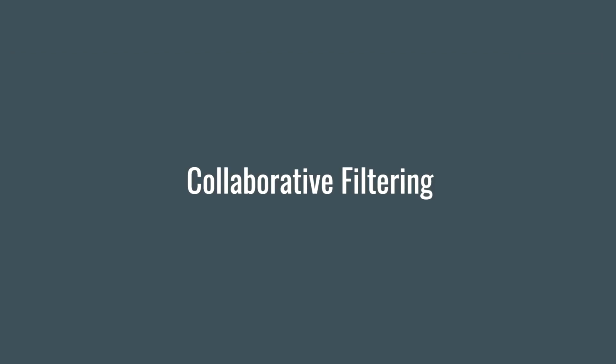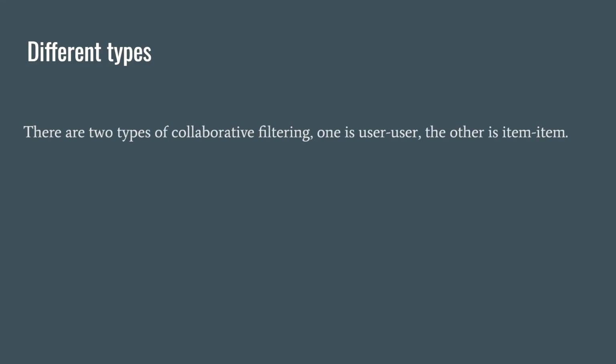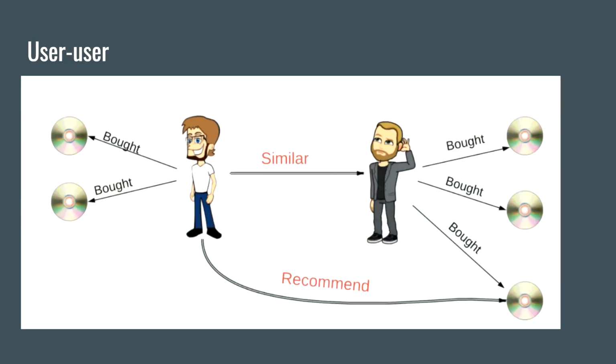Next, we're going to talk about collaborative filtering. There are two types of collaborative filtering. One is user-user and the other is item-item. Next, I'm going to talk about the user-user filtering. It's when a customer buys a product, we see if there are other people similar to that customer. Then we recommend the product the customer bought to the person who is considered similar to the customer. Because they're similar, the probability of the person buying the product is higher.